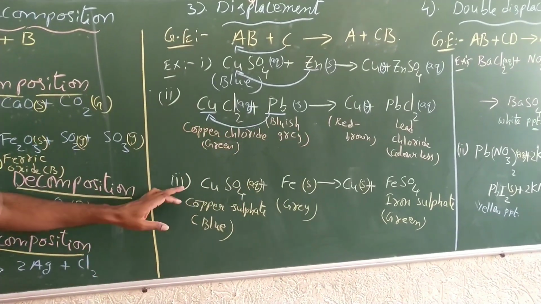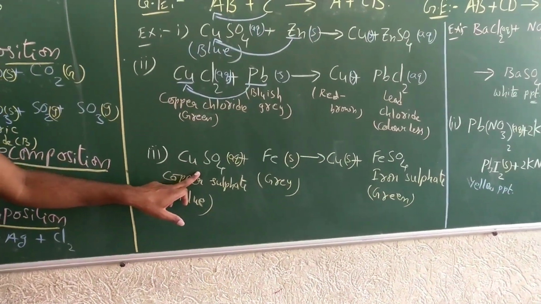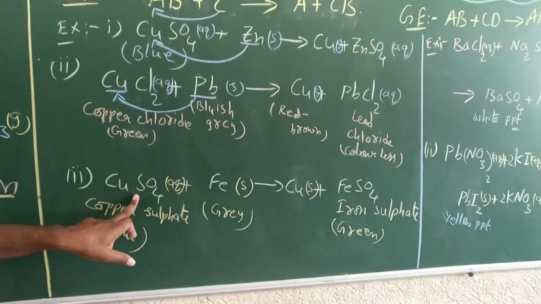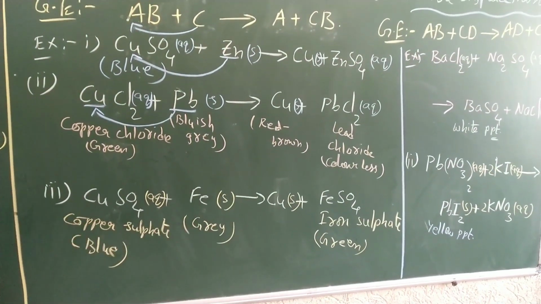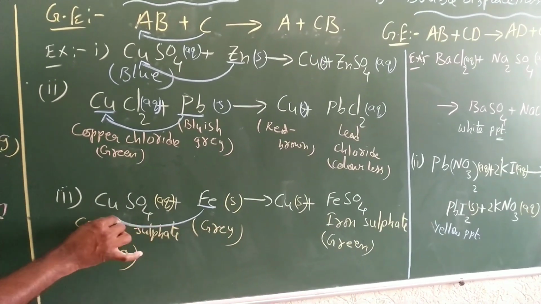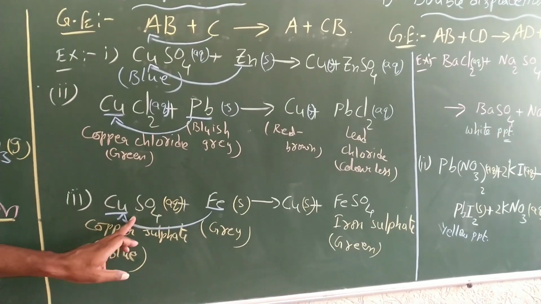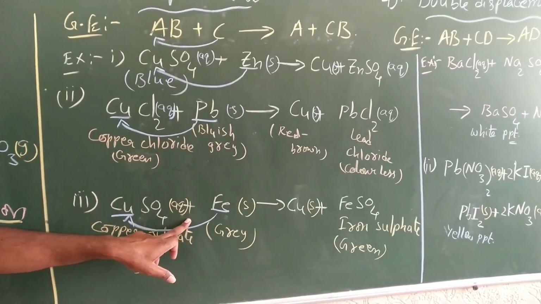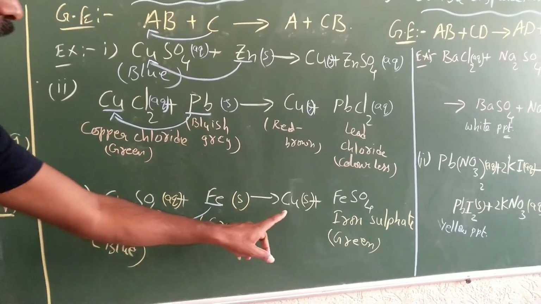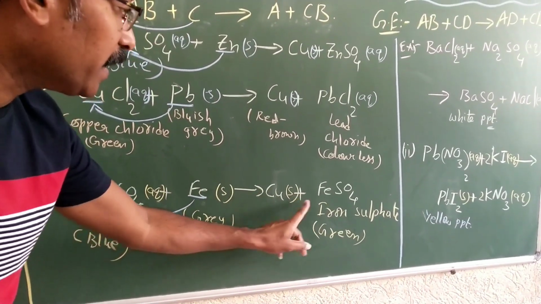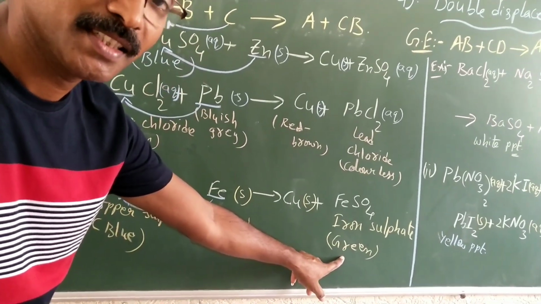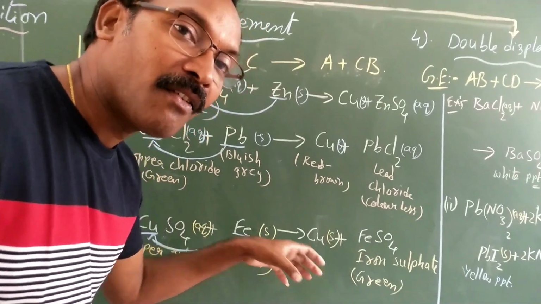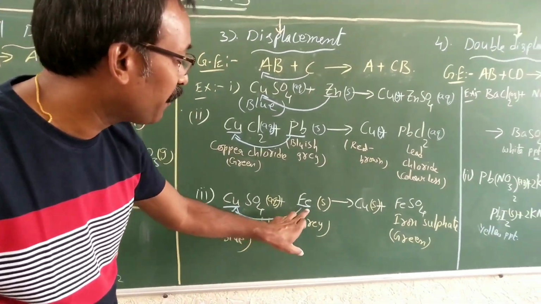Let us take one more example, copper sulfate. When you take copper sulfate aqueous solution and drop iron into it, iron will displace the copper and settle in the place of copper. That's why this is also an example of a displacement reaction. So the copper will be separated and iron sulfate is formed, which is of a greenish color. Clear? Now let us see the activity of this copper sulfate with the iron.